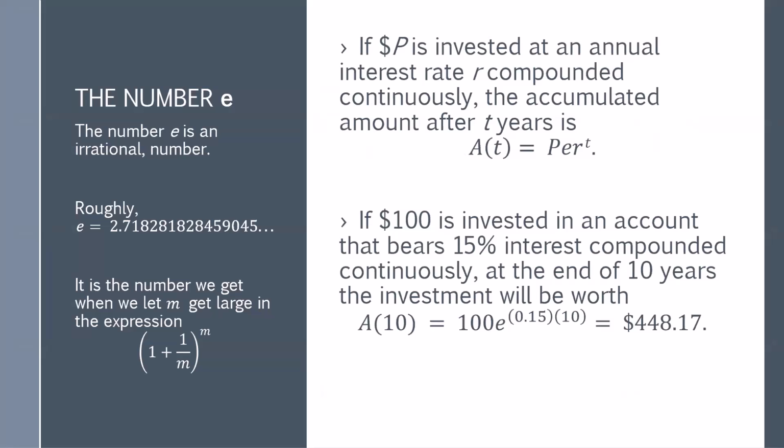The number e is an important number in mathematics. Similar to pi, it's a constant that shows up all the time. It's an irrational number, and so the decimal expansion never terminates nor repeats. It's roughly 2.718281828845, etc. We get this number when we take m very large in the expression 1 plus 1 over m to the power of m.